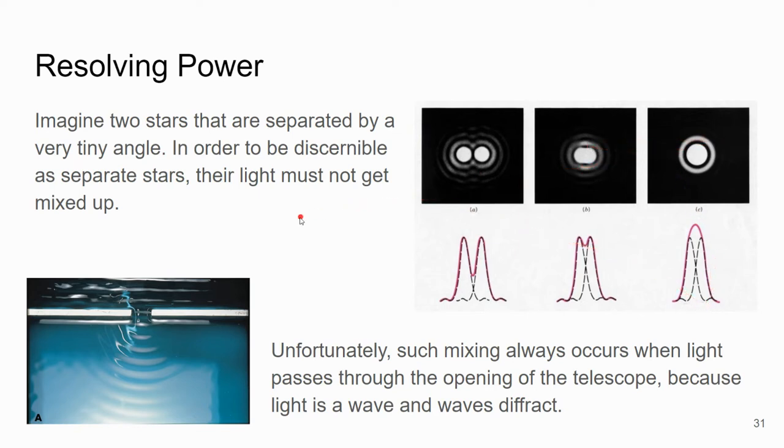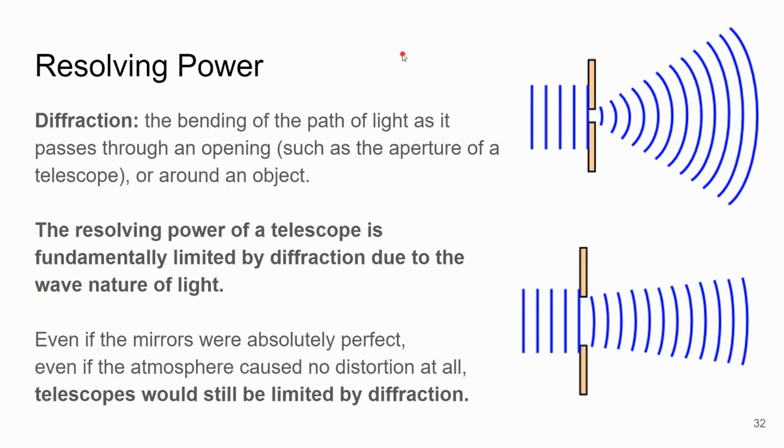Now, unfortunately, you always get this mixing of light because of the wave nature of light. Light, when it goes through an aperture or off of a telescope mirror or whatever it is, you're going to get some diffraction. Diffraction is the bending of the path of light as it passes through an opening, such as the aperture of a telescope, or around an object. So the light coming in here, left to right, is all smooth and very planar, we would say. But once it goes through this aperture, it starts to bend. And that bending is not good. So we now have these curved wavefronts.